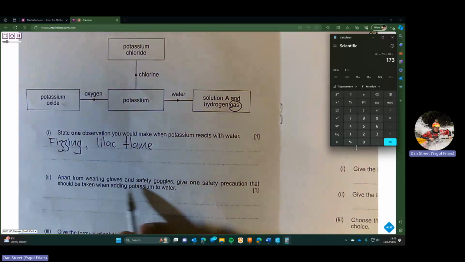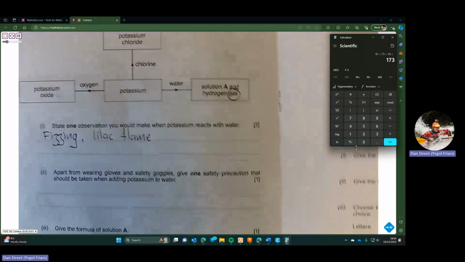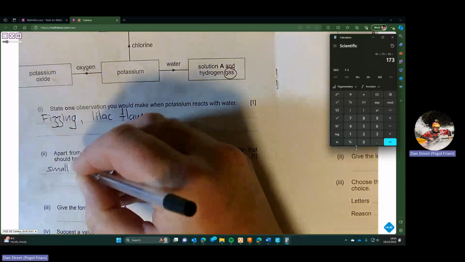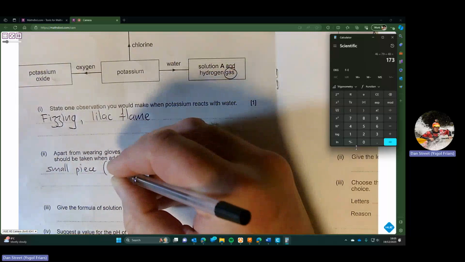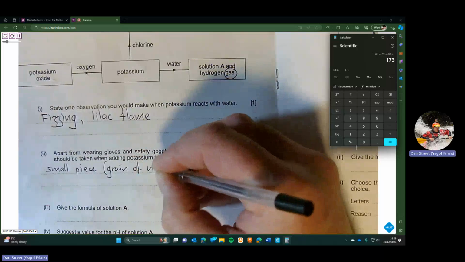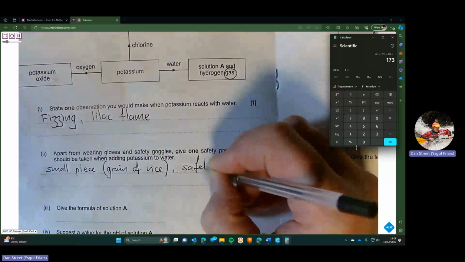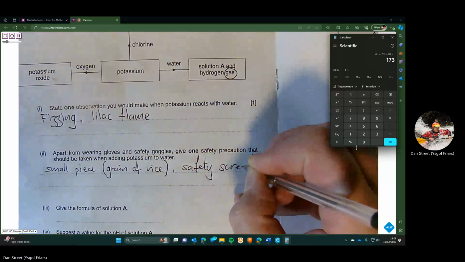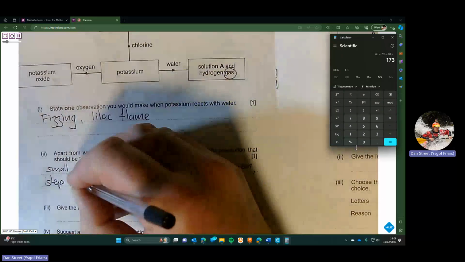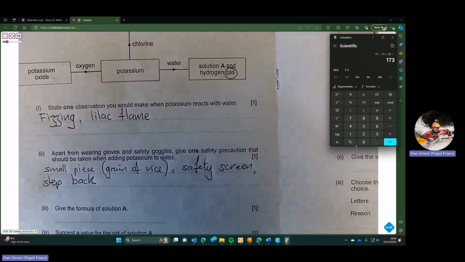And then, apart from wearing gloves and safety goggles, give one safety precaution that should be taken when adding potassium to water. There's a few things we might want to consider. It's a small piece, and we usually advise it's the size of a grain of rice. You could use a safety screen to protect any observers. And you could step back, which sounds a bit simple, but it is very important that you step away from the experiment once you've added the potassium to the water.